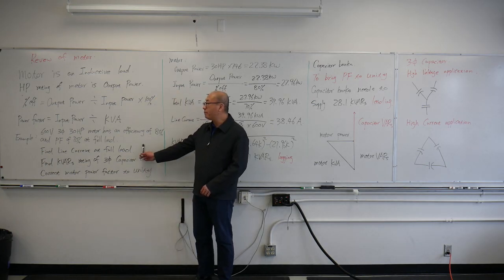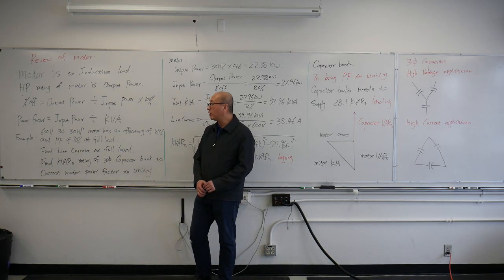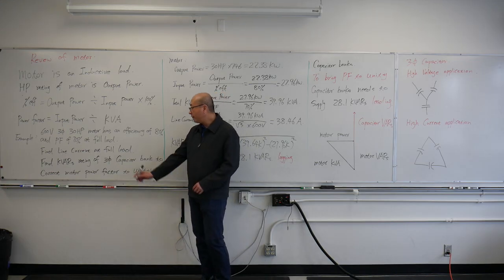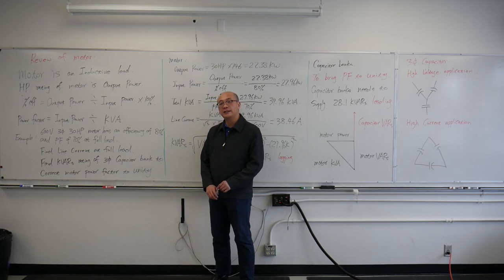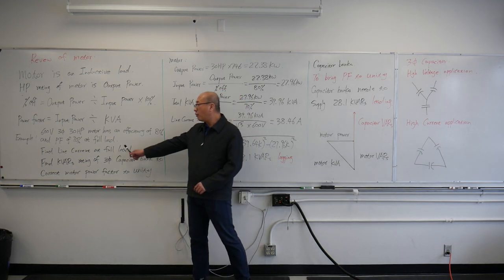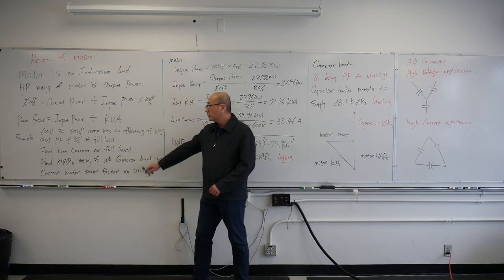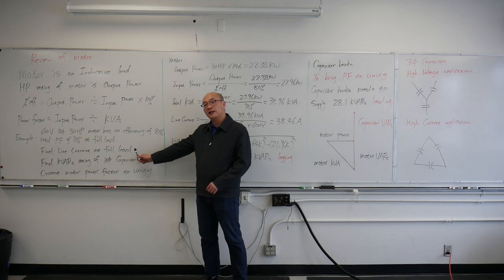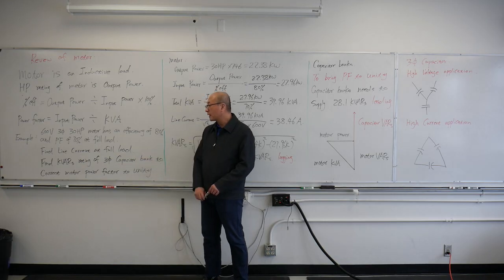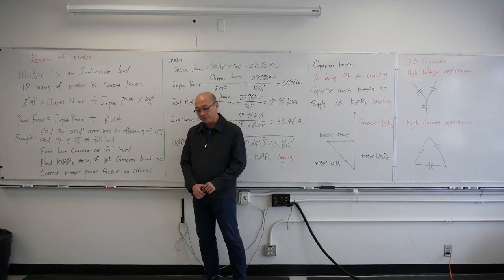So here's an example. I have a 600 volt three-phase 30 horsepower motor. The efficiency given for this motor is 80%. The power factor at full load is 70%. The question asks you to find the line current at full load and to find the kVA rating of a three-phase capacitor bank to correct the power factor of this motor to unity.